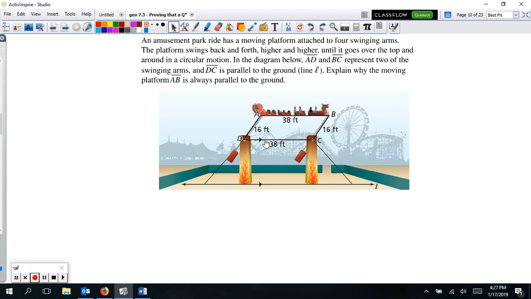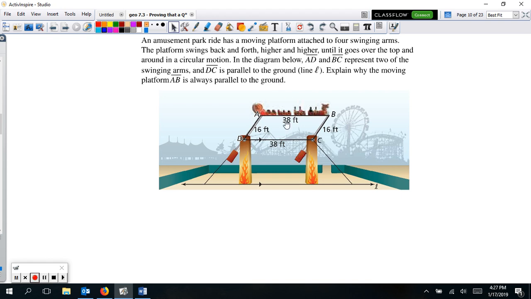Okay, so we've got side AD and side BC right there, two of those swinging arms. And side DC is parallel to the ground, which is line L. Explain why the moving platform AB up on top is always parallel to the ground.